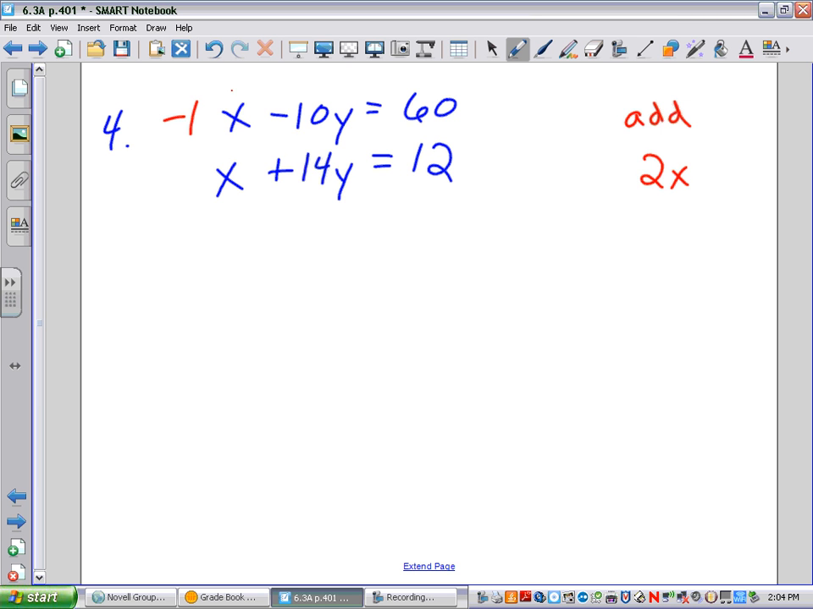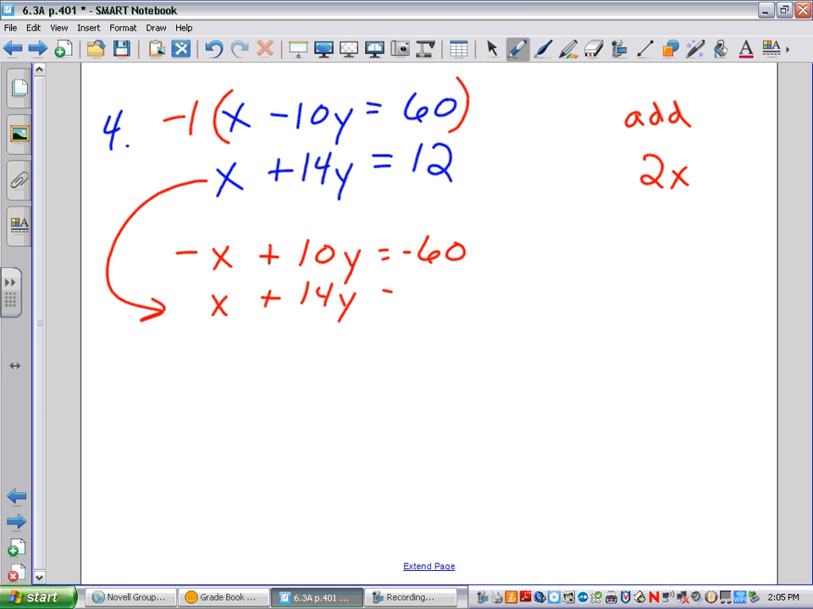Here's what you do. Just multiply the top one by a negative 1. In other words, distribute a negative 1. So let's write that. Let's distribute the negative 1. That would give me negative x, and watch your signs, plus 10y equals negative 60. Let's keep this equation and just rewrite it. x plus 14y equals 12.